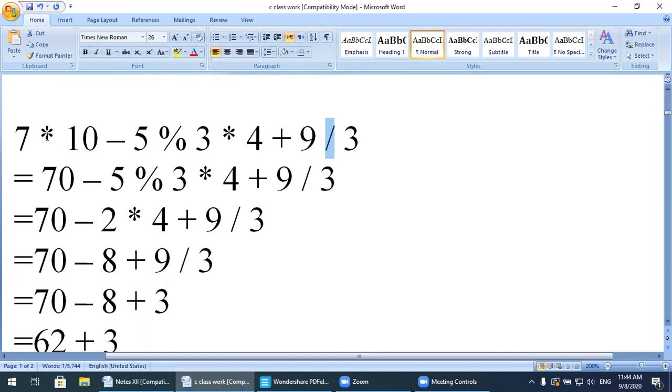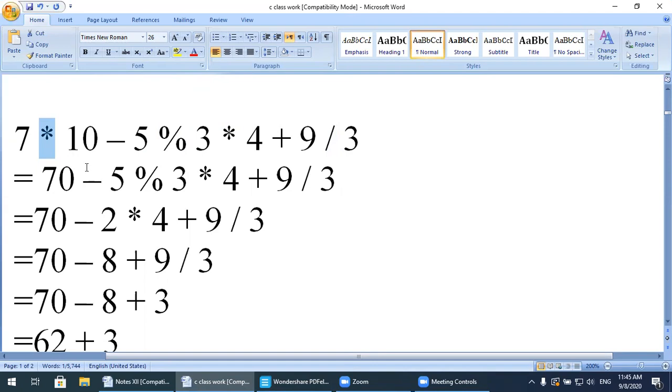In this expression, there is an asterisk, a modulus, another asterisk, and a slash operator, or quotient operator. Which operator should be solved first? This one, this one, or that one? In this case, you will check which high priority operator comes at the left position. Obviously, this one is the leftmost, so first of all, I will solve this one.